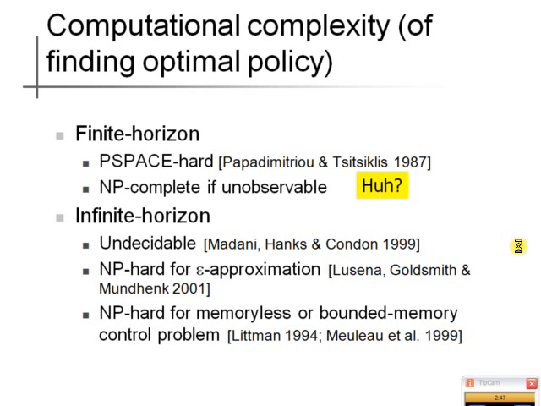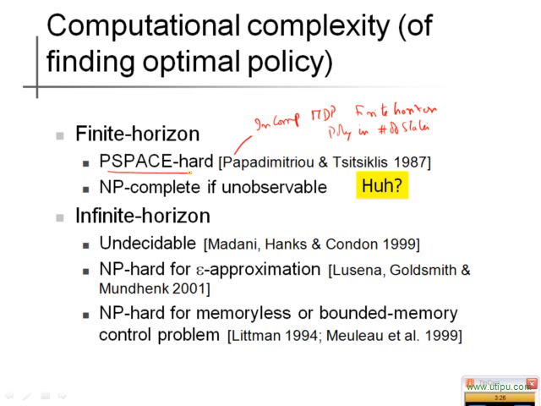Okay. So in contrast, what can we compare it to? We can compare it to MDPs, right? If you compare it to MDPs, finite horizon MDPs are basically polynomial in the number of states. Polynomial in the number of states, versus now it became PSPACE-hard.